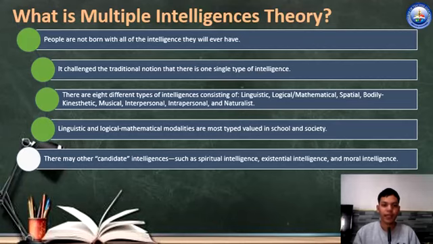Gardner notes that the linguistic and logical-mathematical modalities are most valued in school and society, especially within this 21st century. And lastly, Gardner also suggests that there may be other candidate intelligences, such as spiritual intelligence, existential intelligence, and moral intelligence, but he does not believe these meet his original inclusion criteria.